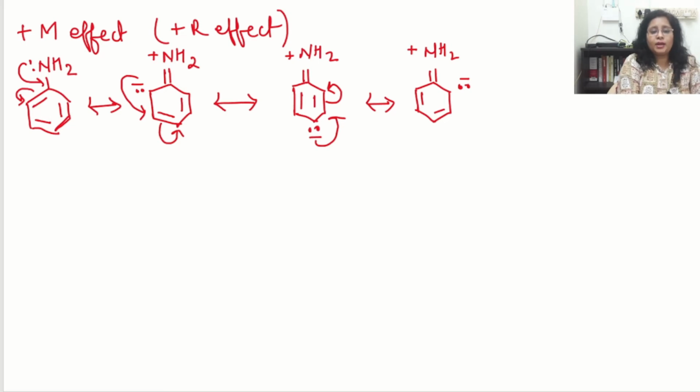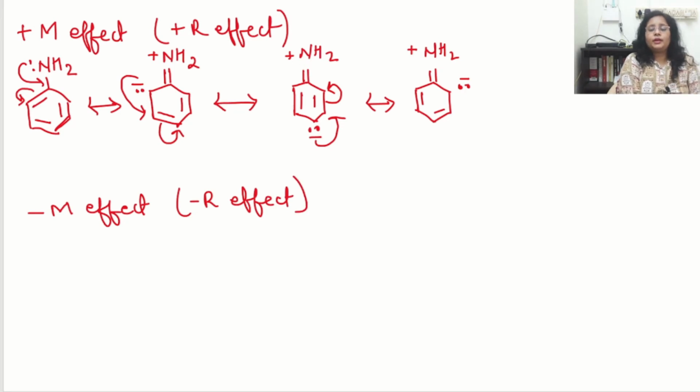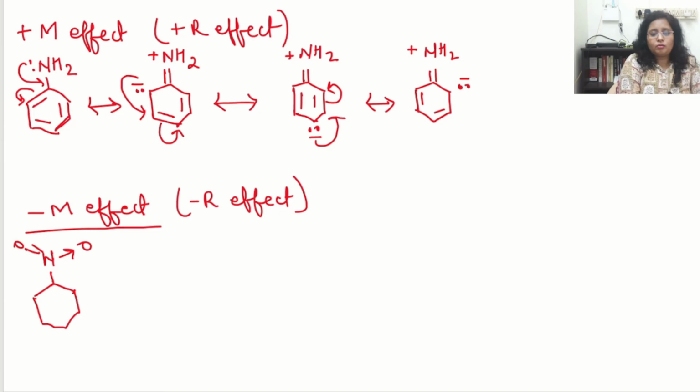Now let's have a look at minus M effect, also known as minus R effect. So don't get confused if you are getting anywhere minus R or plus R, and you will tell, oh, I learned the plus M. The best example to understand minus M effect is nitrobenzene. This is having a structure like this, N O O, and like this, NO2.